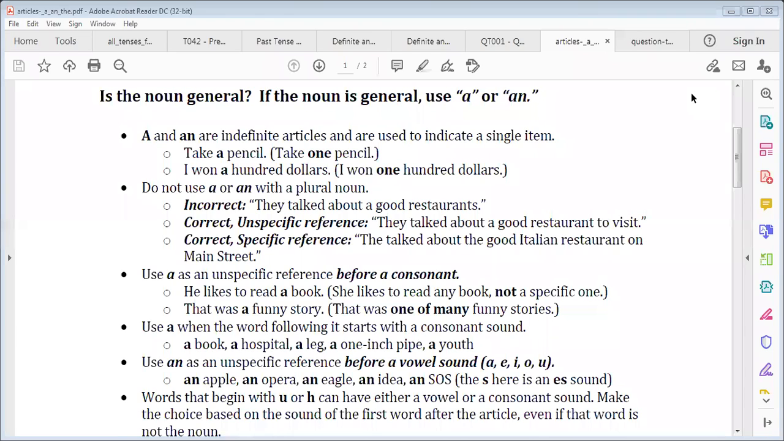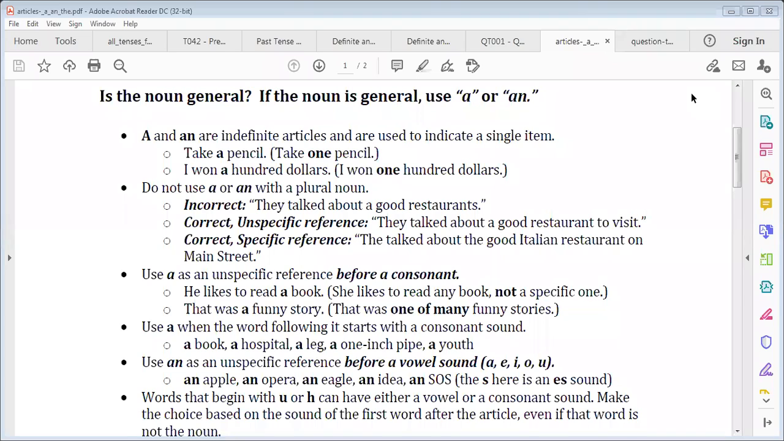A and an are indefinite articles and are used to indicate a single item. So, singular nouns. A and an are always used with singular nouns. Please remember this. Take a pencil, not like take one pencil. A pencil indicates one pencil, just one singular pencil. I won $100. Do not use a or an with a plural noun.